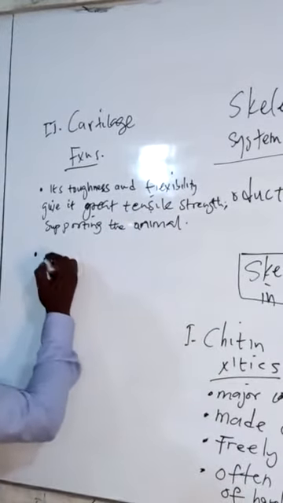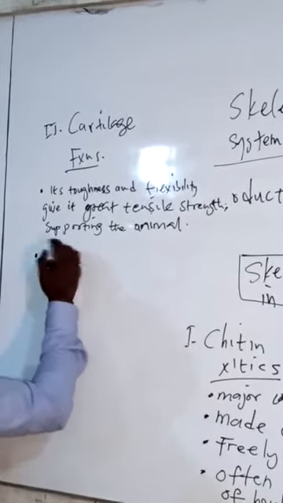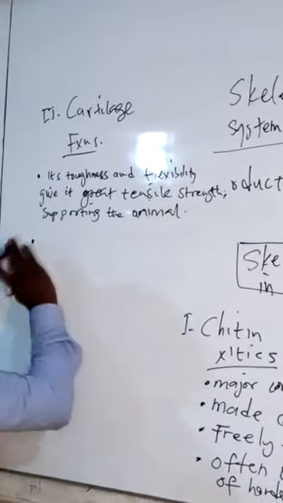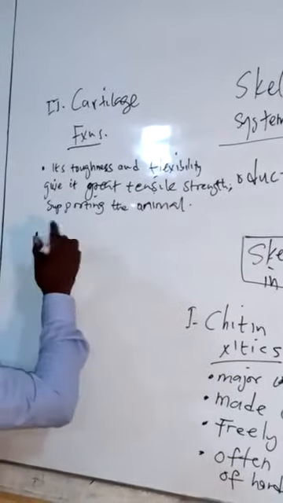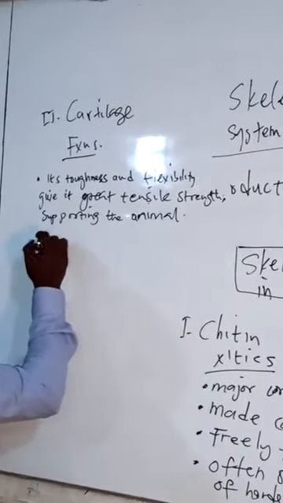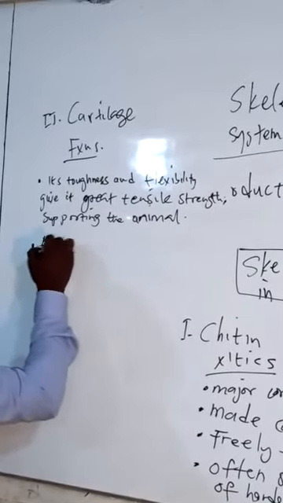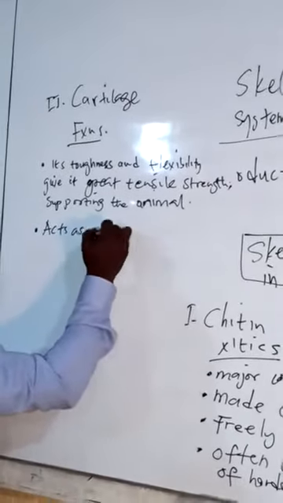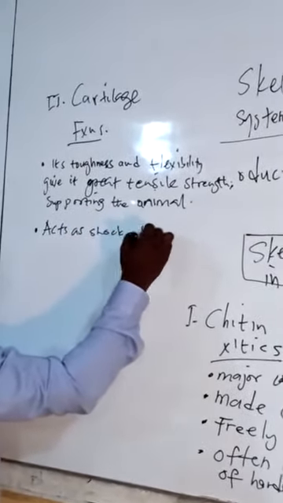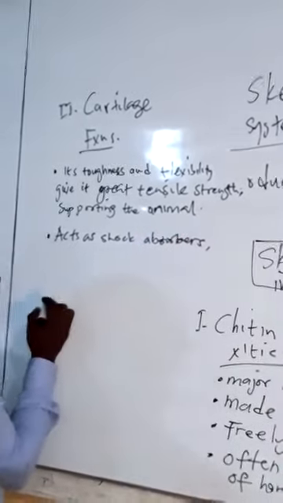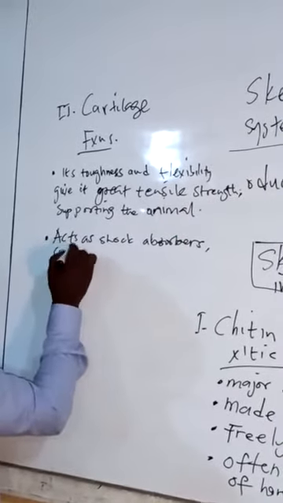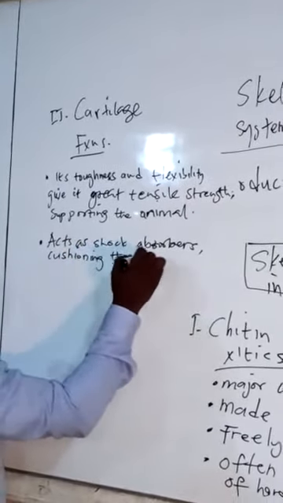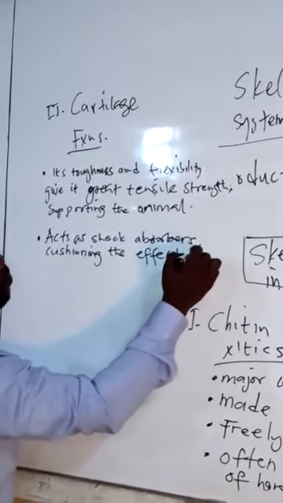The second thing to say is that some of your joints have cartilages surrounding them, so that if the bones are moving against each other, the effects are cushioned. And so you say that cartilage acts as shock absorbers. And by shock absorbers, I mean cushioning the effect of bones moving against bones.